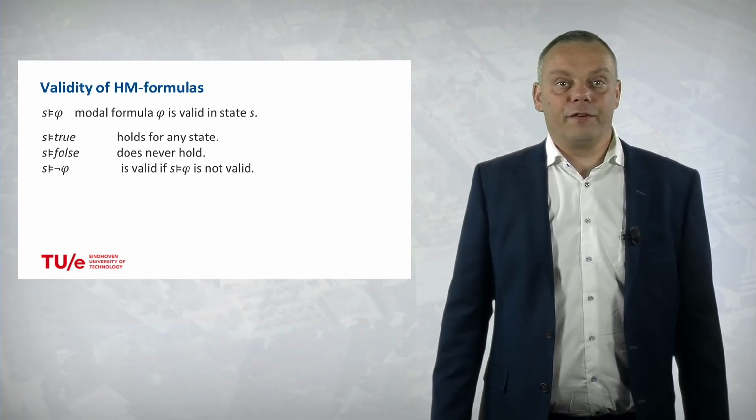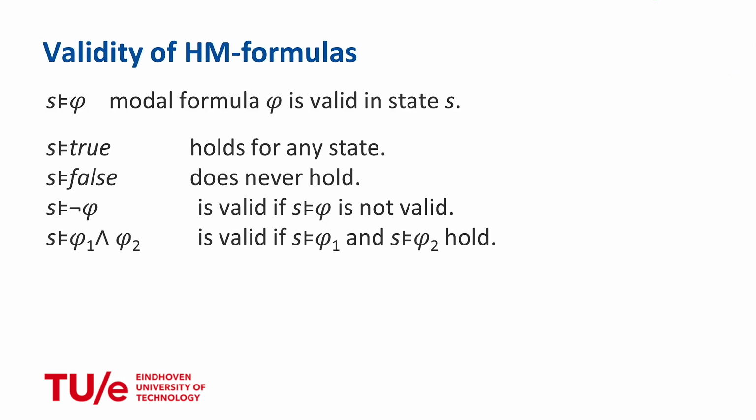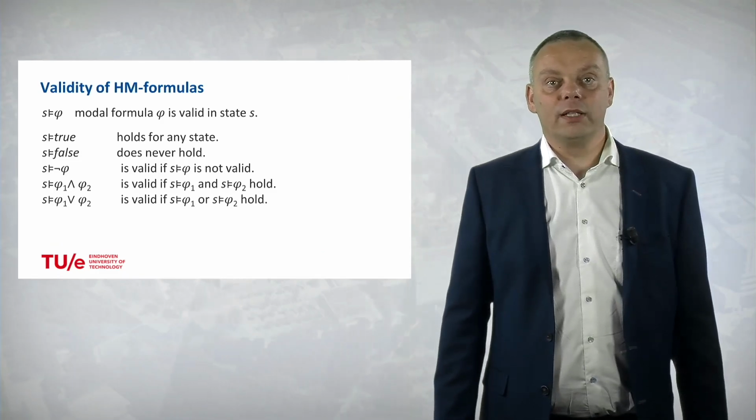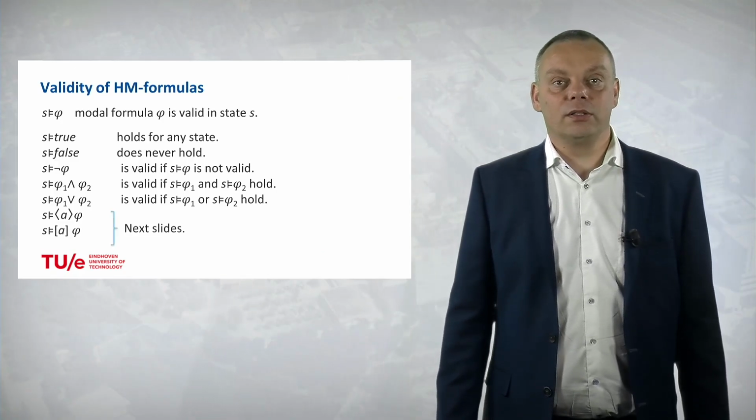If we know that phi is not valid in a state, then not phi is valid in that state. In the same way we can say this for and. If we have the formula phi1 and phi2, then this formula is valid if phi1 is valid in this state and phi2 is valid. And reversely, for the or, phi1 or phi2 is valid in a state if either phi1 is valid or phi2 is valid. And of course, they can also be both valid in that state. We also have the two modalities, the diamond modality and the box modality, and I will spend the next slides on explaining these.